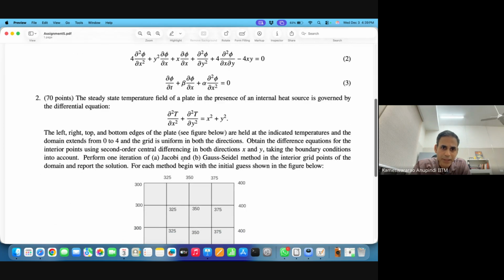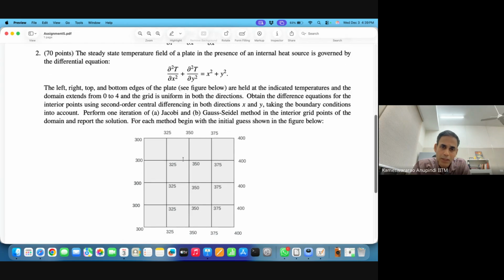Fine. Then the second problem is, given a steady state temperature field, that is ∂²T/∂x² + ∂²T/∂y² = x² + y². Here x and y are the coordinates of these points. The domain extends from 0 to 4 and the grid is uniform. That means this point here is 0, 0, and it goes 1, 2, 3, 4. Each of these coordinates is 1, 2, 3. So delta x equals delta y equals 1.